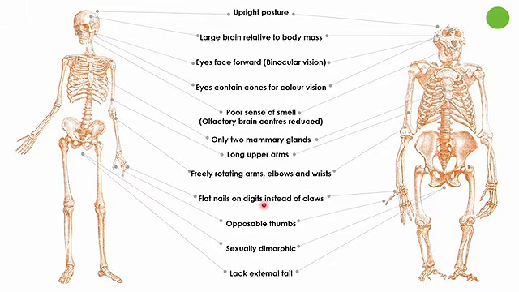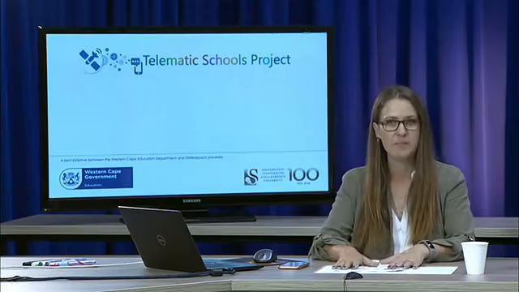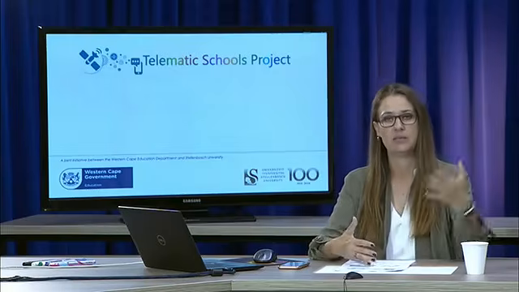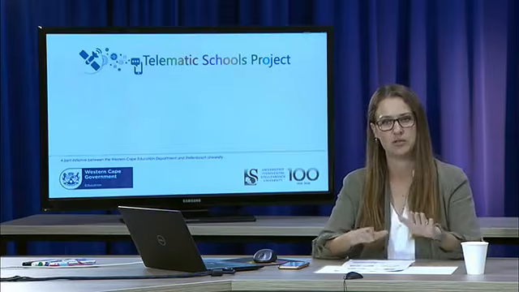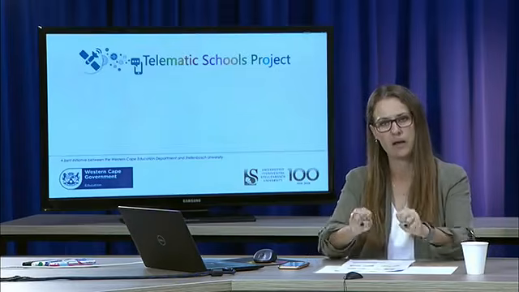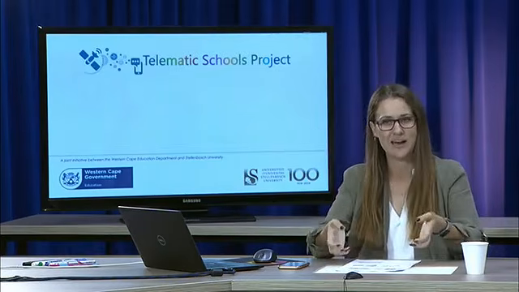We've got flat nail beds and digits instead of claws, opposable thumb, sexually dimorphic, and we lack external tail. So just to get back to that opposable thumb, what they mean by that is when I look at my hand, the thumb can move about. That's opposable. So it moves about, we can grab things, we can hold on to trees, we can carry things, all of that.